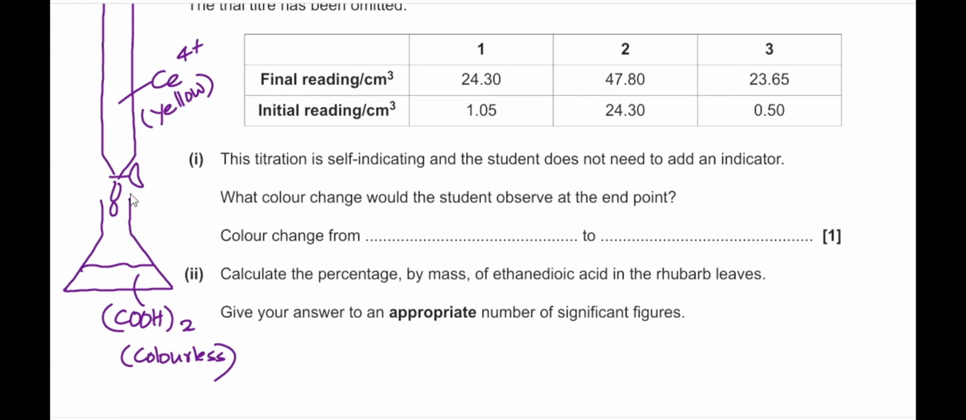The product of this titration reaction is also colorless, that is Ce3+, which is going to be in the flask after the oxidation. That's also colorless. Therefore, during the titration, this flask will continue to be colorless. At the end point, the entire (COOH)2, the ethane dioic acid, is oxidized and the next drop from the burette will make this yellow. So the color change at end point will be from colorless to yellow.